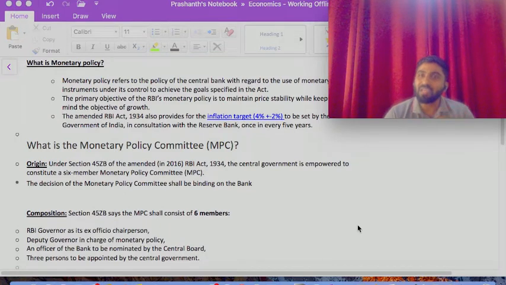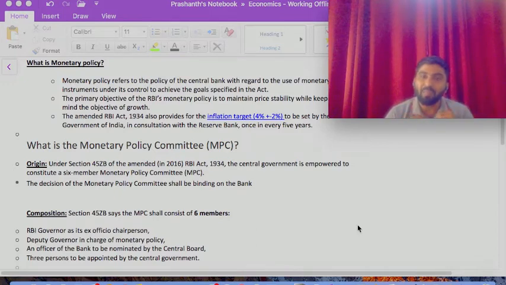Now composition: how many people there can be, what is its role, what is its power. That is also defined in section 45ZB of the RBI Act, which specifies explicitly that it is a 6-member committee, wherein the RBI governor is the ex officio chairperson, the deputy governor is in charge of monetary policy, and there is an officer of the bank to be nominated by the central board. So these are the 3 people who come from the Reserve Bank of India.